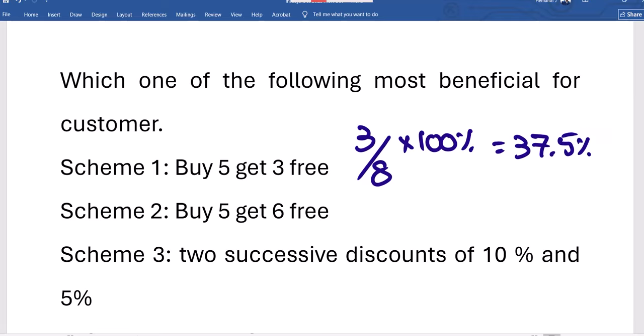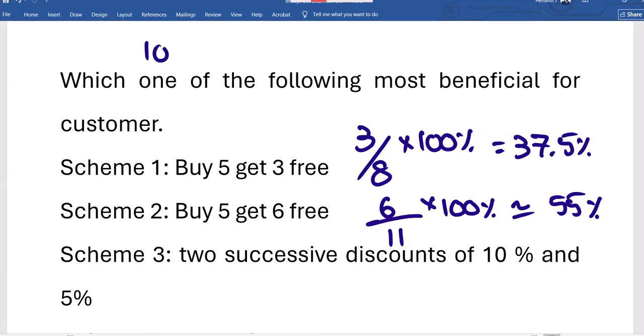37.5% discount. Whereas the next one, you are getting 6 free, and the total is 11. You purchased 5, you got 6 free. So you got 11, out of 11, 6 are free. The discount is 6 out of 11, which will be approximately 55%. But here this is 10 and 5, not 15, in fact it's less than that. Successive discounts, clearly they said. For 100, a 10% discount means it becomes 90. For 90, a 5% discount should be given.